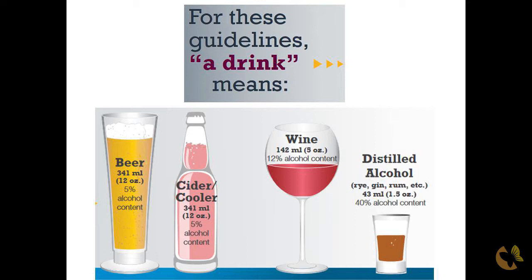These are what we call a standard drink, because it can be very confusing, right? You have tall cans of beers and small cans of beers, and you have mixed drinks with multiple shots. So essentially, one standard drink is 12 ounces of beer, 12 ounces of cider cooler, 5 ounces of wine, or 1.5 ounces of a hard liquor like vodka, rum, gin, right? So that puts things into perspective a little bit.